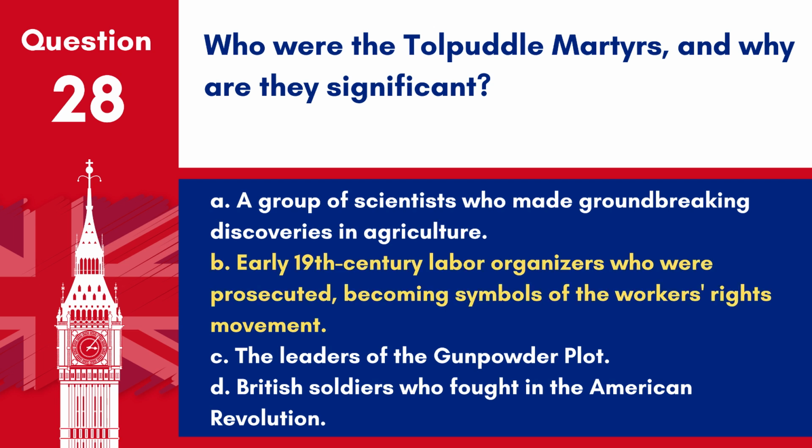Answer B. Early 19th century labor organizers who were prosecuted, becoming symbols of the workers' rights movement. The Tolpuddle Martyrs story highlights the struggle for labor rights and trade unionism in the UK.